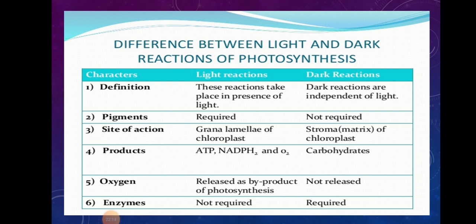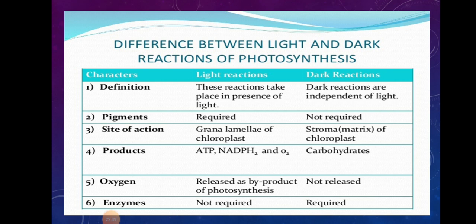Site of action, this also we have seen. In case of light reaction, it was taking place in the pile of thylakoids, which was termed as grana lamellae of chloroplast, and this dark reaction was taking place in the stroma, which we have discussed. It is a jelly-like matrix which is filled inside a chloroplast. The entire inside portion of a chloroplast is filled with this jelly-like matrix that is termed as stroma.